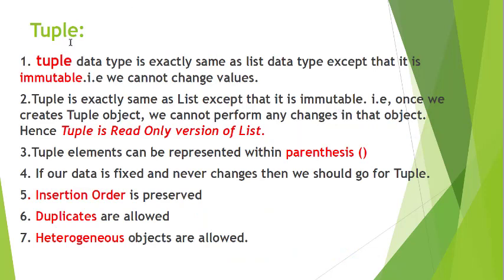Then comes our tuple, which you want to read now. So tuple is nothing but like a list. The only thing is it is immutable. That means you cannot change it. Once you have created it, you cannot change its value. So it's like a read-only version of the list. And as you have seen the list in square brackets, here we have parentheses. So if your data is fixed and it never changes, then you go for the tuple. Its insertion order is preserved, duplicates are allowed, and heterogeneous objects are also allowed.